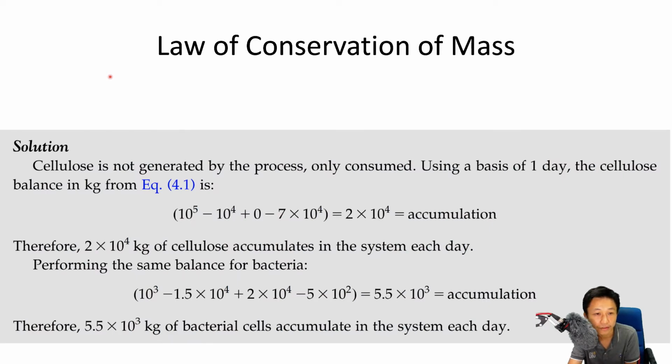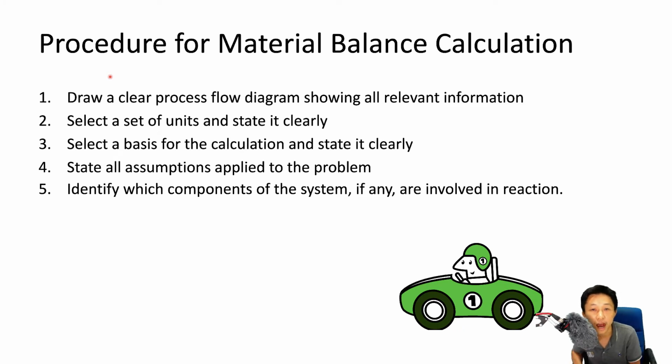Now we have a look at this one. This is how we do the material balance. This is the whole procedure. It's a good idea that you have these steps first. The first thing is you need to understand your problem, your process first. So you need to have a very clear process flow diagram showing all the information. It's not text, it's a diagram.